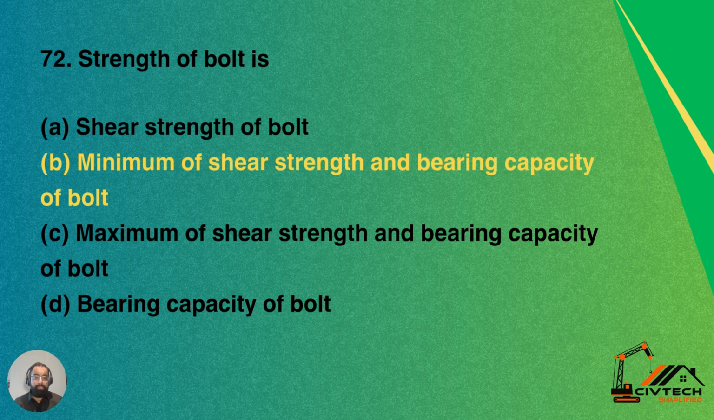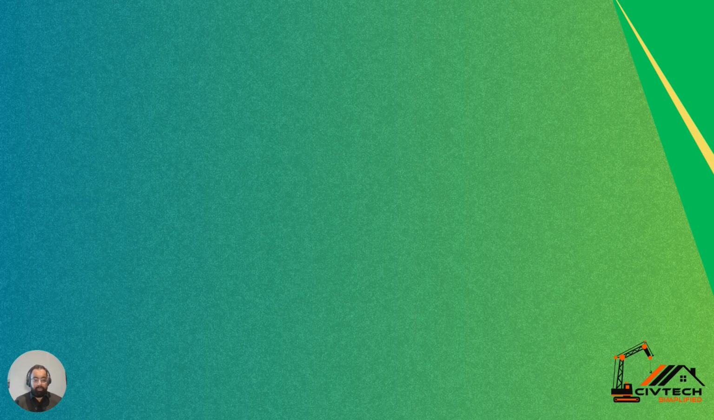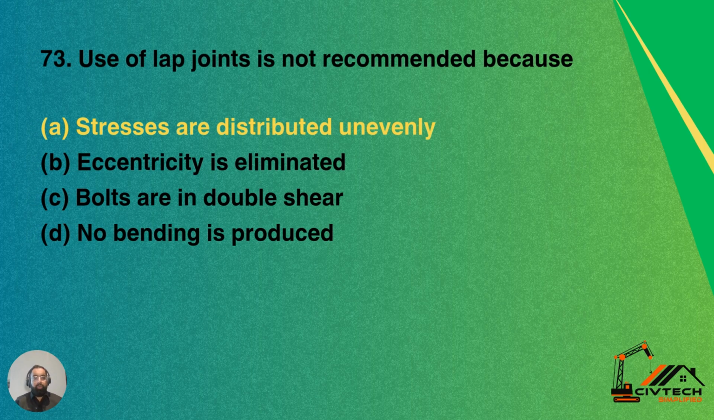Question 72. Strength of bolt is: option A, shear strength of bolt; option B, minimum of shear strength and bearing capacity of the bolt; option C, maximum of shear strength and bearing capacity of the bolt; option D, bearing capacity of the bolt. So strength of the bolt is minimum of both shear strength as well as bearing capacity of the bolt. So B is the correct answer for this question.